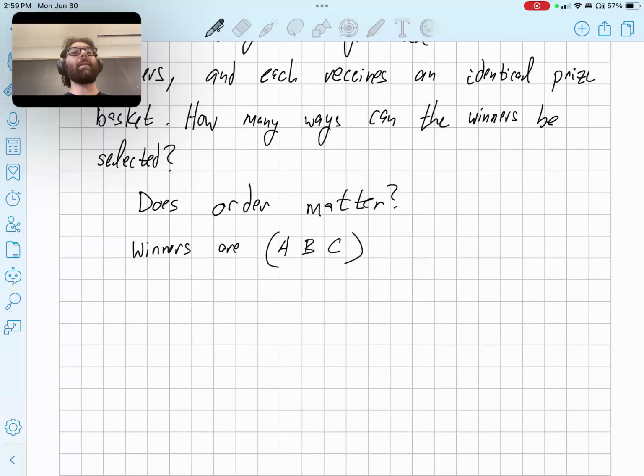Person A gets a prize basket. Person B gets an identical prize basket. Person C gets an identical prize basket. So if we swap A and B, then A is getting the same prize, B is getting the same prize, and C is getting the same prize. So besides the order in which they were chosen, they're all getting the same prize. And so in terms of an outcome, all we really care about is who wins, who got the prize baskets. These 3 got the prize baskets.